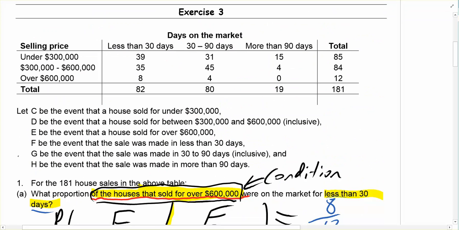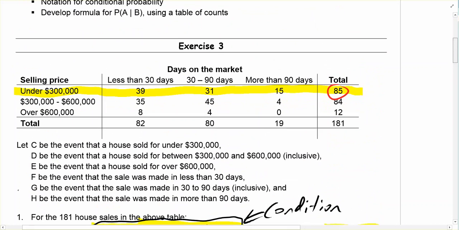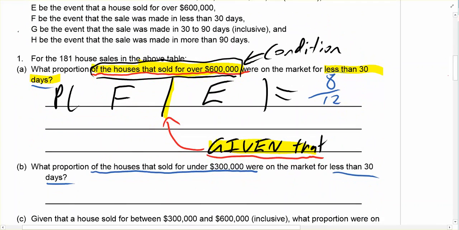Under 300 grand is this row here. So how many? 85. So it's out of 85. And how many of them were on the market for less than 30 days? The answer is 39. So it's 39 out of 85. Cool. Okay, and the notation for this.